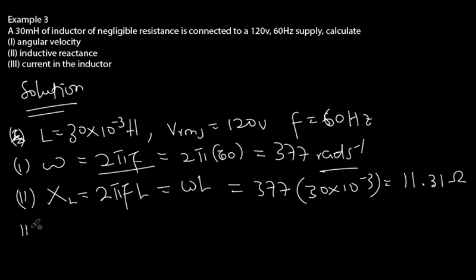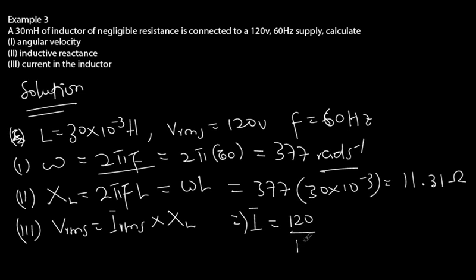So now that we have our inductive reactance, we know the voltage, which is the root mean square voltage, is equal to the root mean square current times our inductive reactance. So it means our current will be equal to the voltage, which is 120 volts, divided by 11.31, and then this will give us 10.6 amperes.